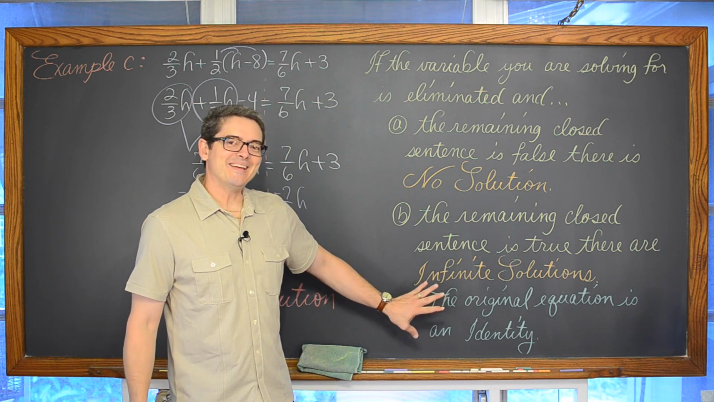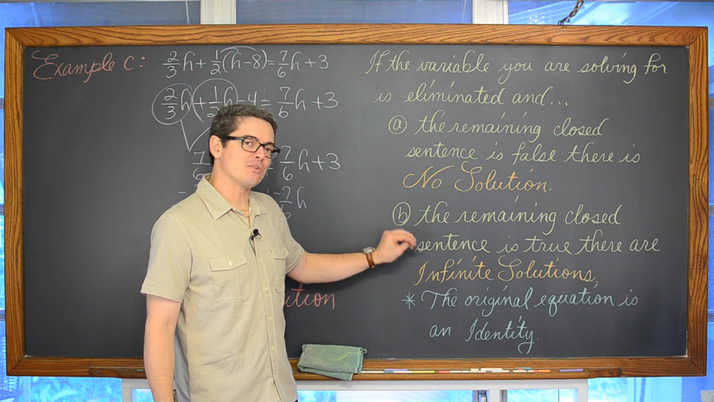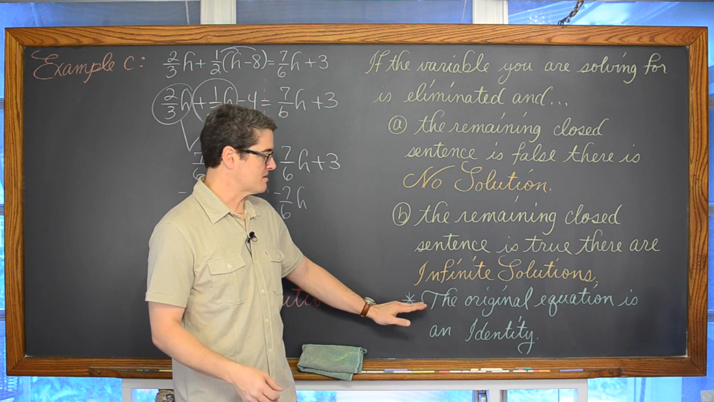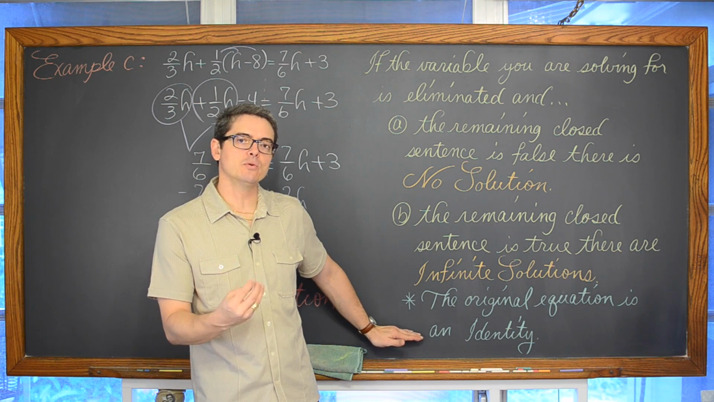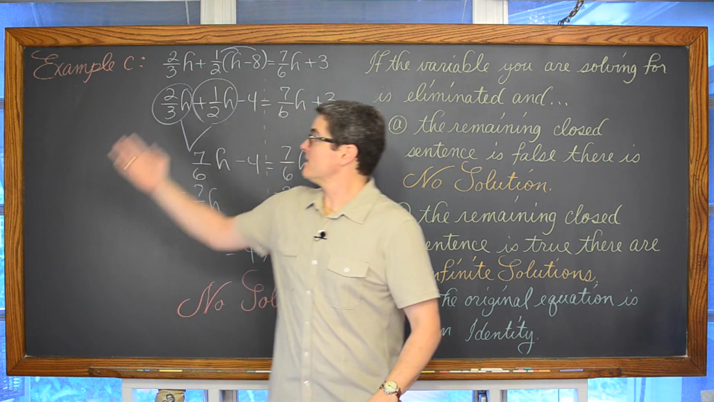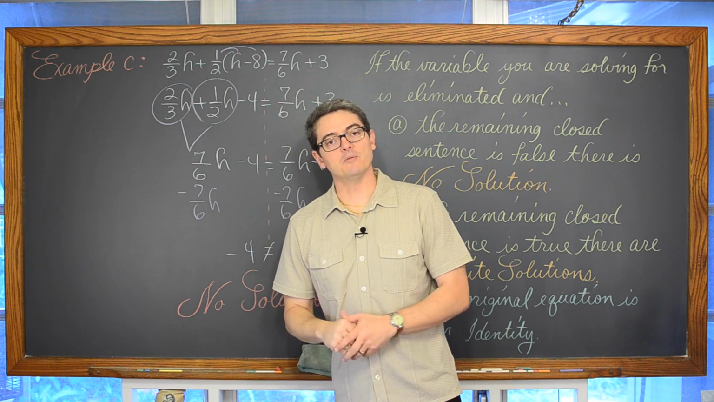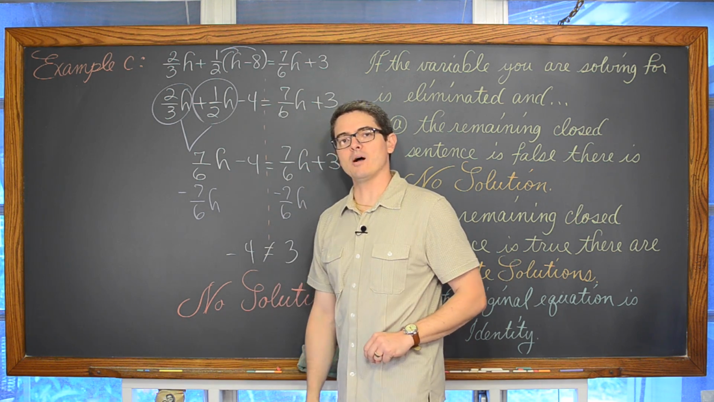And by the way, if the variable cancels out and your closed sentence is true, what that states is the original equation is an identity, a sentence that is always true regardless of what value is plugged in for the variable. Now let's get on to our 2 word problems.